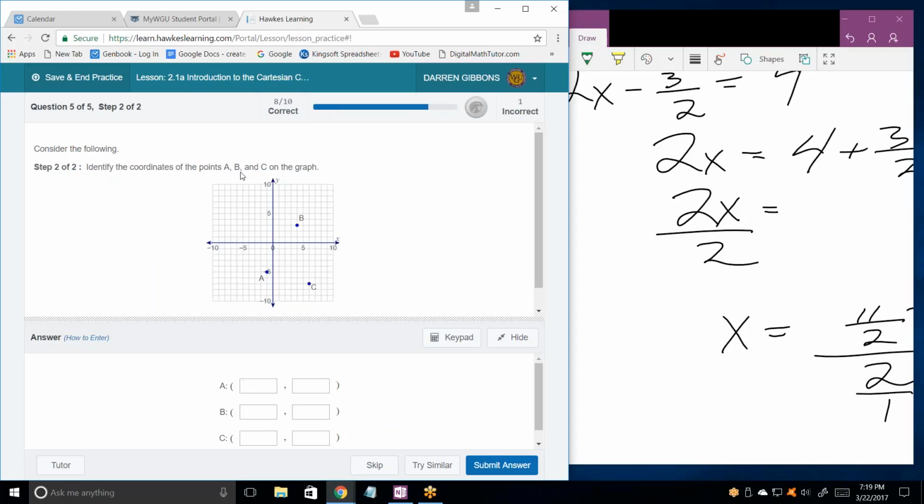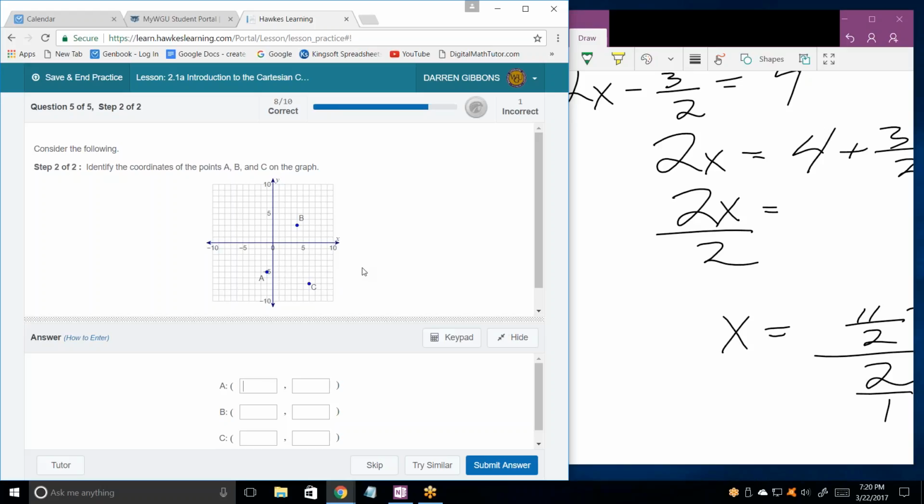Identify the coordinates of points A, B, and C on the graph. Okay, well, you must think that we have short memories. Do you want me to tell you? They just gave us the coordinates, right? Oh no, I'm sorry, these are different coordinates. These are not the same three coordinates that we just put on there. I was thinking that they were just giving us the same three. All right.